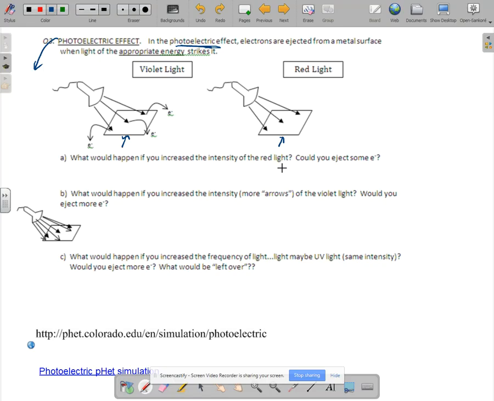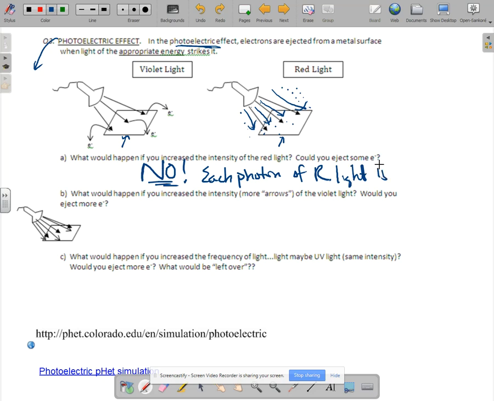So it says, what would happen if you increase the intensity of red light? Intensity is basically how many photons you're shooting at the plate. And the truth of it is, if you increase the intensity of red light, doesn't matter how many you shoot at it, not a single one of those photons has enough energy to eject an electron. So the answer here is, could you eject some electrons? No. Each photon of red light is not energetic enough. So red's not going to work. Even if you increase the intensity, doesn't matter.